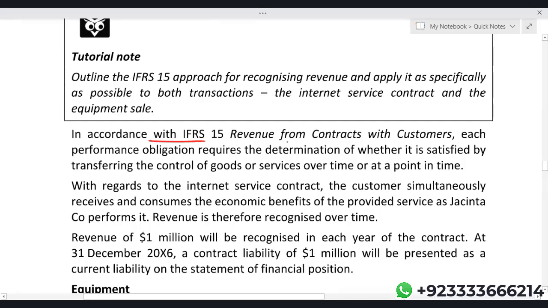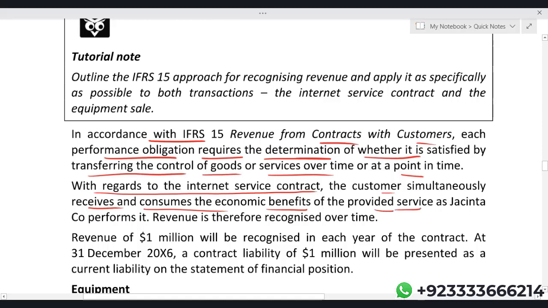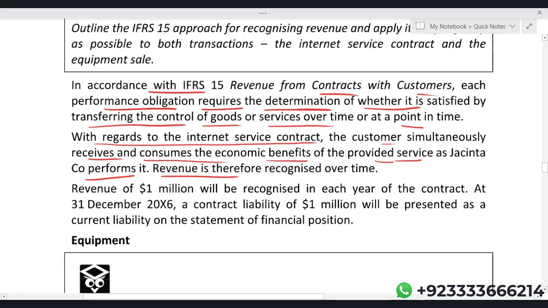In accordance with IFRS 15, revenue from contracts with customers, each performance obligation requires the determination of whether it is satisfied by transferring the control of goods or services over time or at a point in time. With regards to the internet services contract, the customer simultaneously receives and consumes the economic benefits of the provided services as Jacinta company performs it. Revenue is therefore recognized over time.